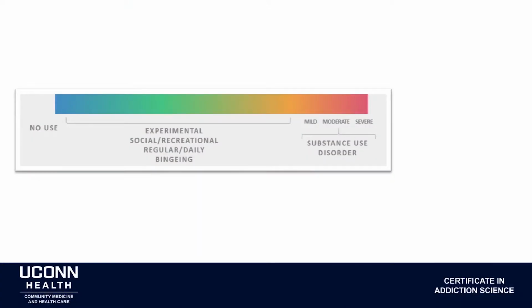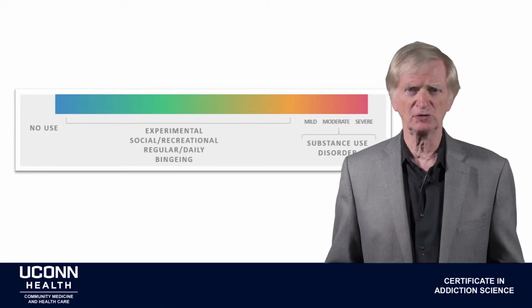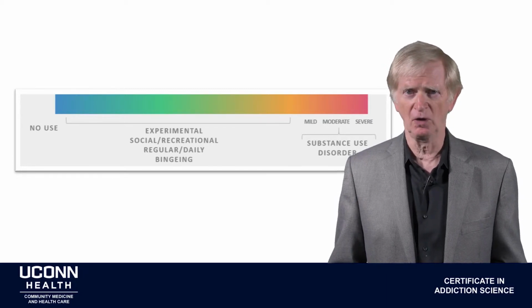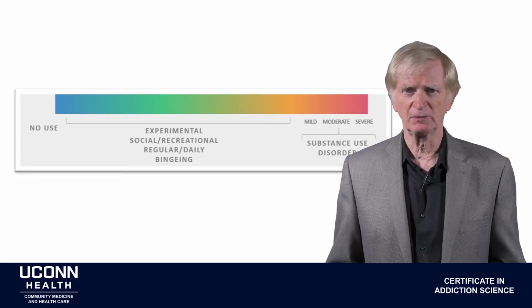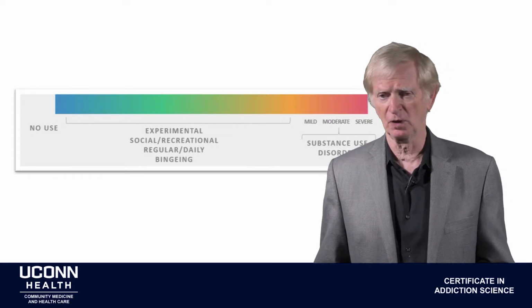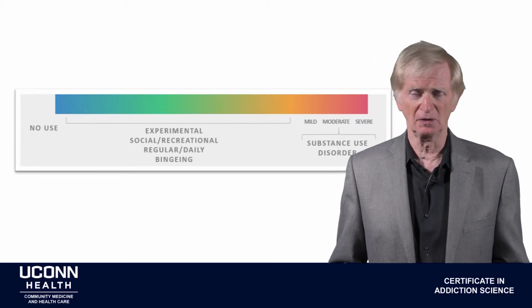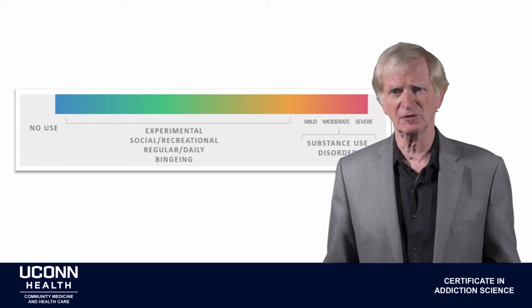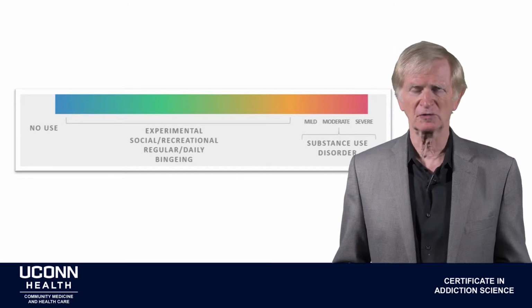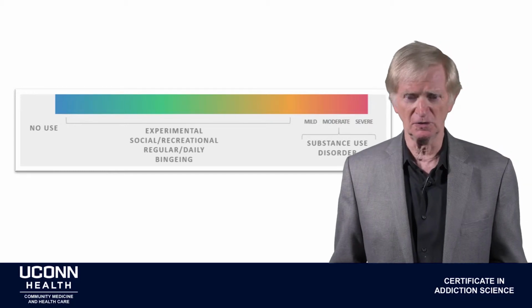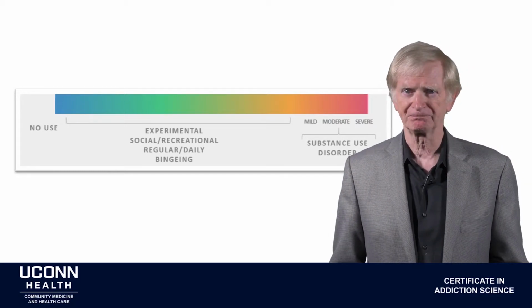First of all, we need to talk about the continuum of substance use, which ranges from the low end, no use at all, to experimentation and social and recreational use, which accounts for most people who used illicit psychoactive substances, to the other end of the spectrum, which is people who experience mild, moderate, and severe substance use disorders, particularly dependence.